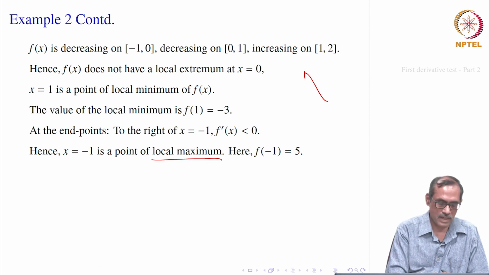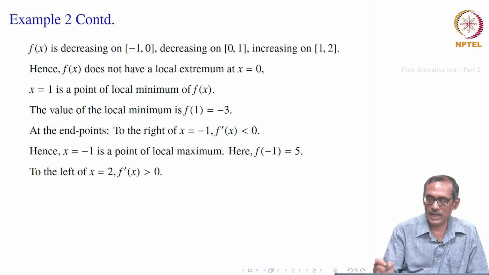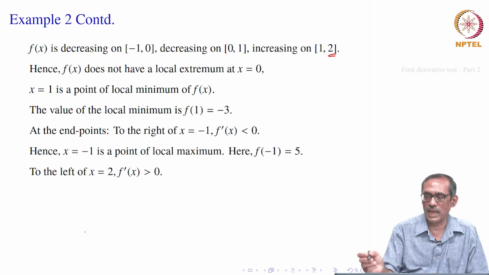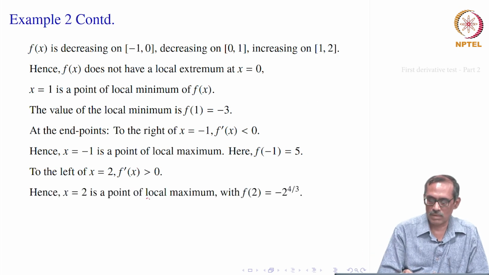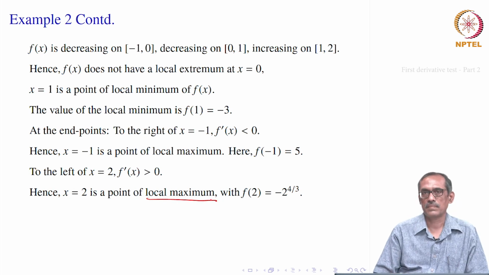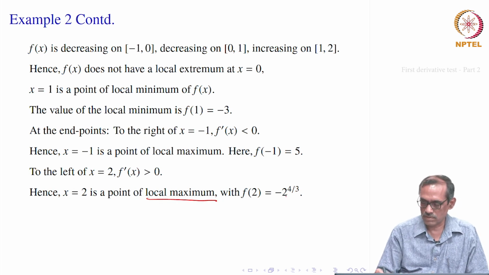What about the other endpoint? We have the endpoint as 2. So, at x equal to 2 only the left neighborhood is relevant, and on the left neighborhood, which is 1 to 2, f prime is bigger than 0, f is increasing. So, f is increasing like this, again there is a maximum there, right. So, there is a local maximum at x equal to 2, and its value is, of course, not a simple integer like earlier, it is minus 2 to the power 4 by 3.